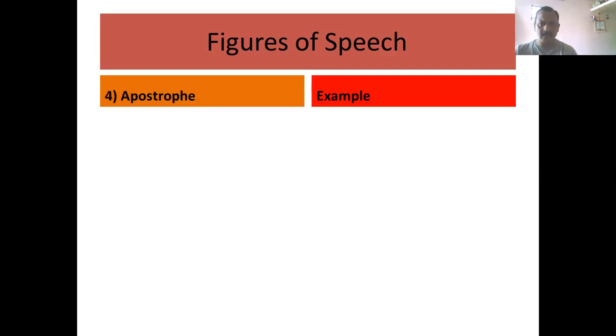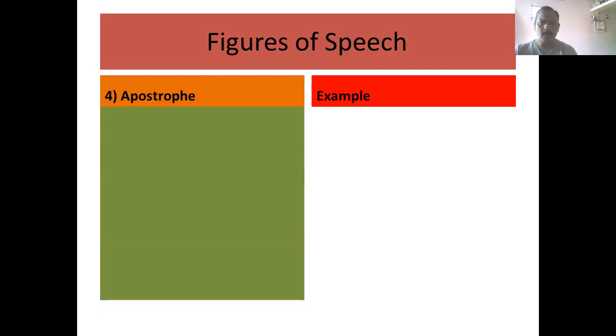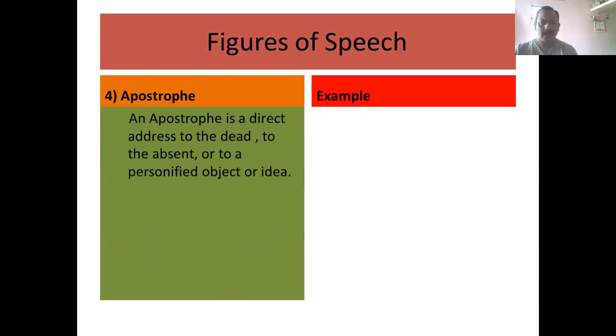Then we are going to see the next figure of speech, that is apostrophe. Apostrophe is a direct address to the dead, to the absent, or to a personified object or idea. Now here the dead person is directly called, or the absent person is directly spoken to, or the personified object or idea is spoken to. At that time it is called apostrophe.